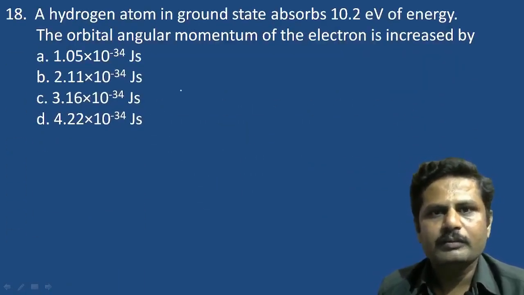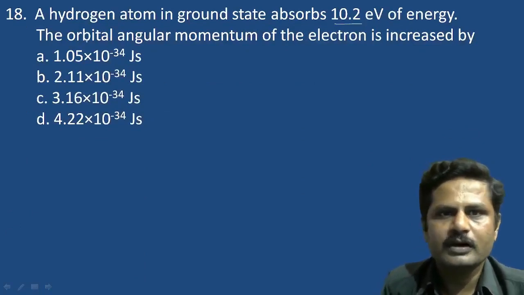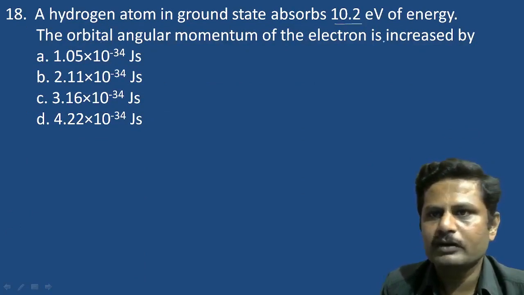A hydrogen atom in the ground state absorbs 10.2 electron volt of energy. The orbital angular momentum of the electron is increased by, that means we need to find the change in the angular momentum. Here the hydrogen atom is in the ground state and absorbs this much amount of energy. As we know, the energy of the electron in the nth orbit, E_n, equals minus 13.6 divided by n square electron volt.